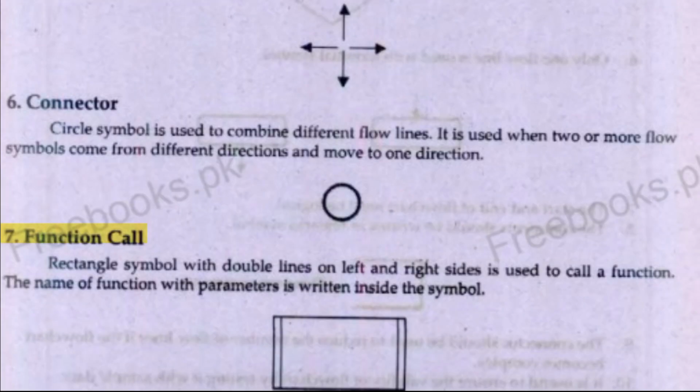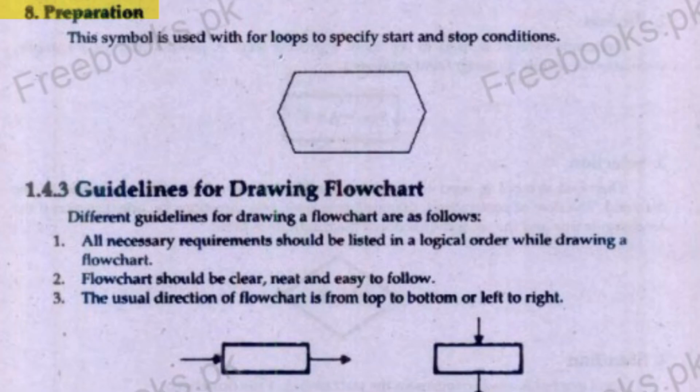7. Function call. Rectangle symbol with double lines on left and right sides is used to call a function. The name of function with parameters is written inside the symbol. 8. Preparation. This symbol is used with for loops to specify start and stop conditions.